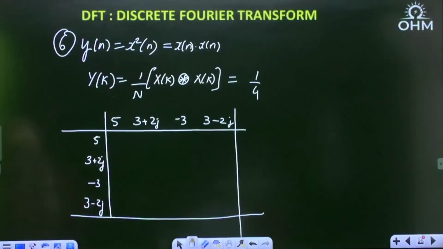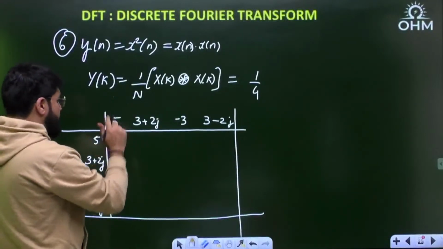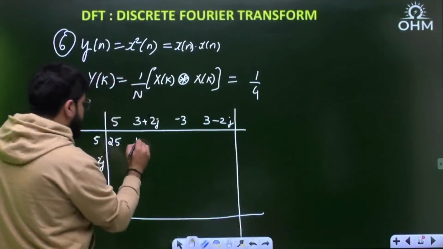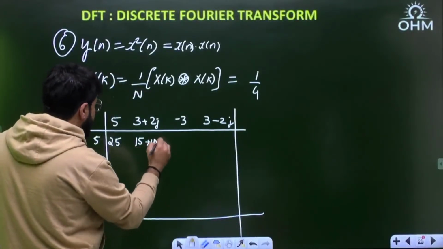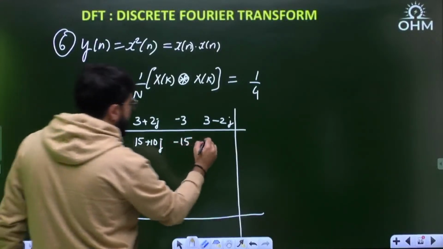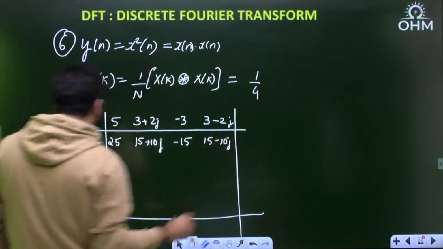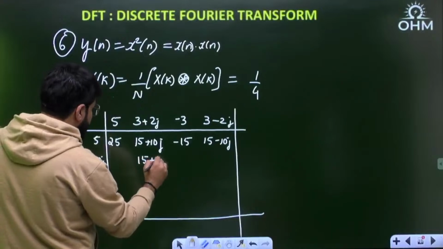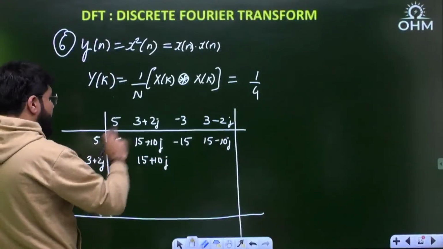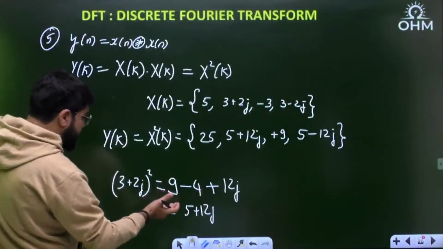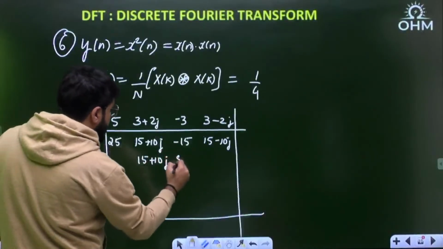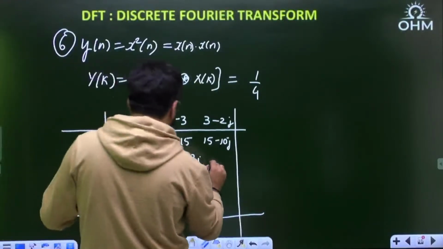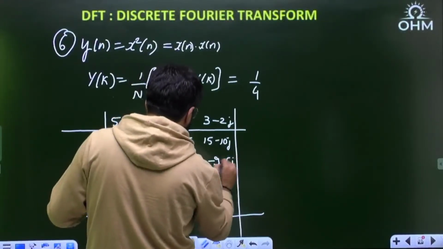The first row, multiply by 5. 5 into 5, 25. Then 5 into 3, 15, plus 5 into 2j, 10j. 15 plus 10j. 5 into minus 3, minus 15. And then 15 minus 10j. Now I will multiply by 3 plus 2j. 3 plus 2j into 5, this is simple, 15 plus 10j again. Then 3 plus 2j into 3 plus 2j, the square of 3 plus 2j, which we calculated somewhere: 5 plus 12j. Then multiply by minus 3, so minus 9 and minus 6j.